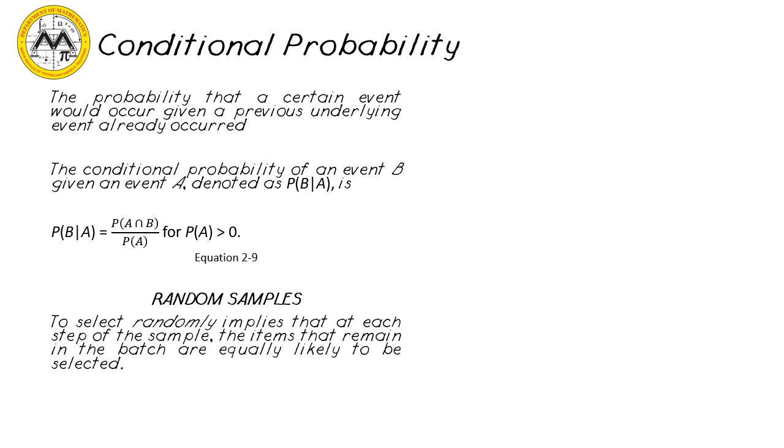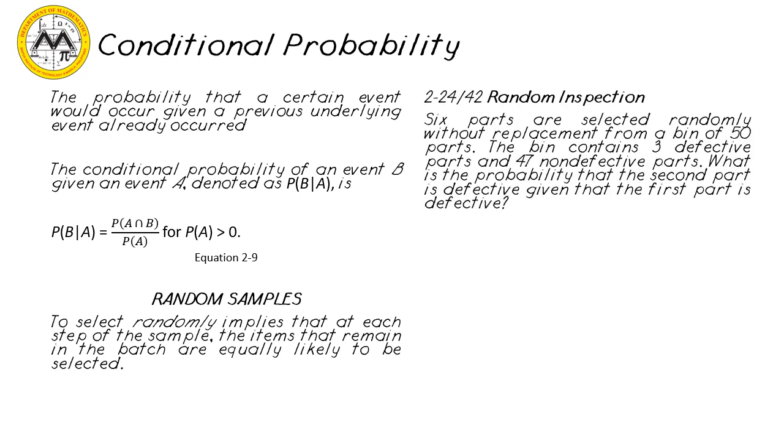So to select randomly implies that at each step of the sample, the items that remain in the batch are equally likely to be selected. For example, 6 parts are selected randomly without replacement from a bin of 50 parts. The bin contains 3 defective and 47 non-defective parts. What's the probability that the second part is defective given that the first part is defective?